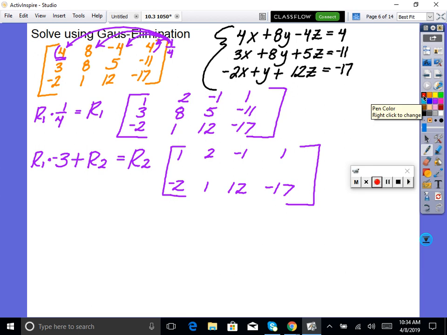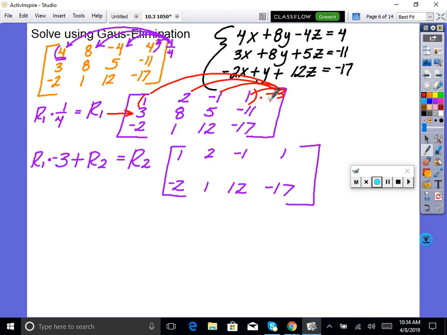Okay, so let's do our work now. I'm going to go to row 1 and put in parentheses that I'm timesing that by negative 3, even though it's not changing right down here. Does that make sense? So we're going to times by negative 3, and then we're going to add that to our row 2.